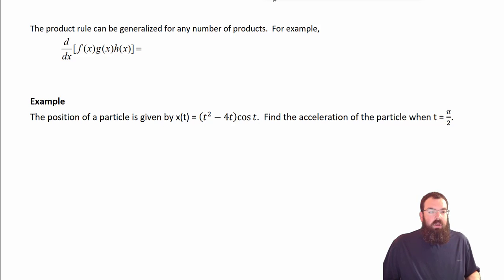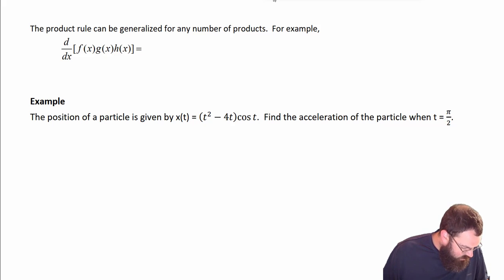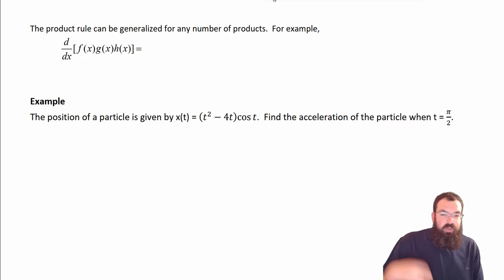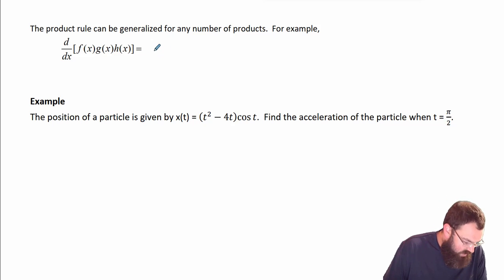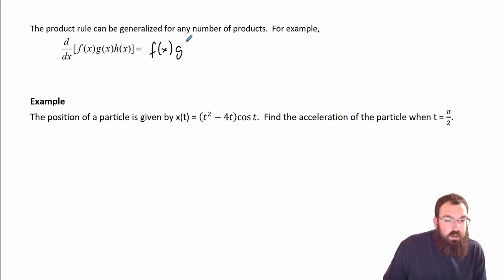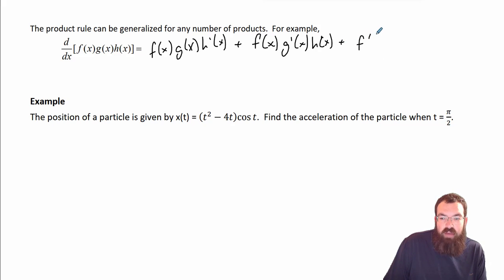Okay, so now the product rule can be generalized for any number of products. If I have 3 different functions, like f, g, and h, I can say that the derivative would be original, derivative, plus original, derivative, plus, and then now it's going to be f prime, g, and then h.